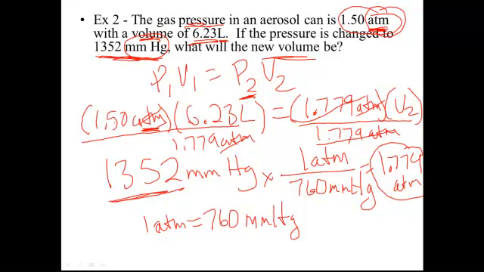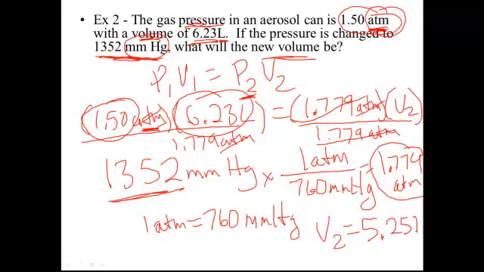So to do the math, I'm going to take 1.50, multiply by 6.23, and then divide by 1.779. And I get a final answer, so let's come down here just because I'm out of room. V2 equals, it looks like we got 3 digits as our lowest value, so we're going to say 5.25 liters. Again, check the math, make sure my math is correct, but I got an answer of 5.25 liters.